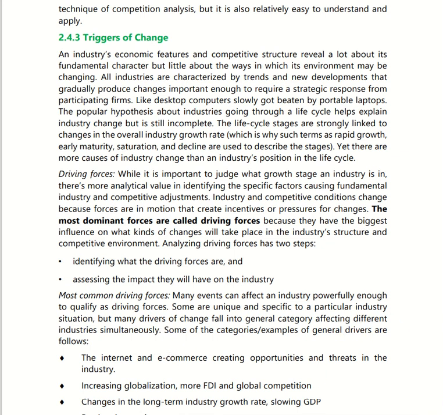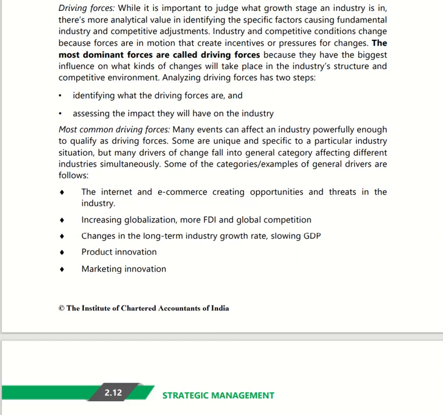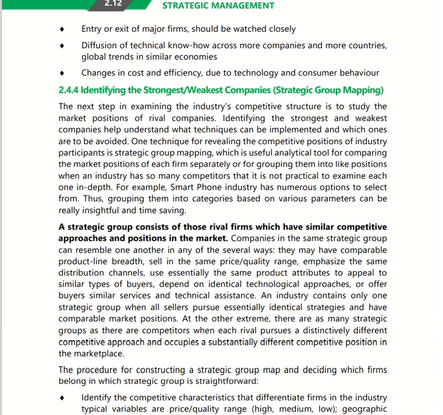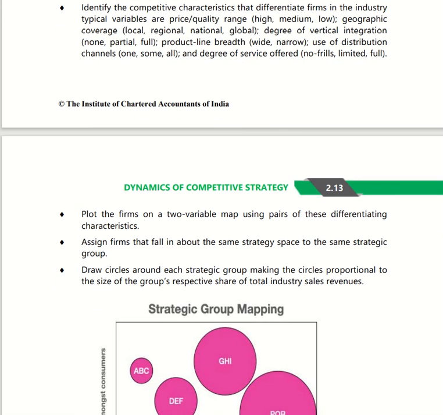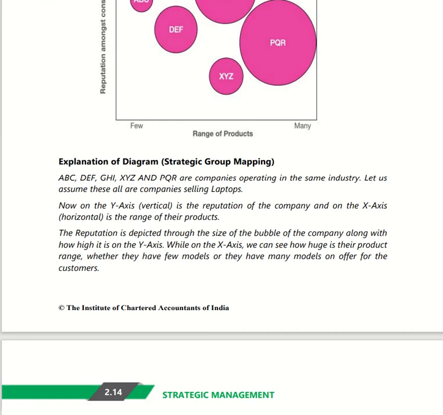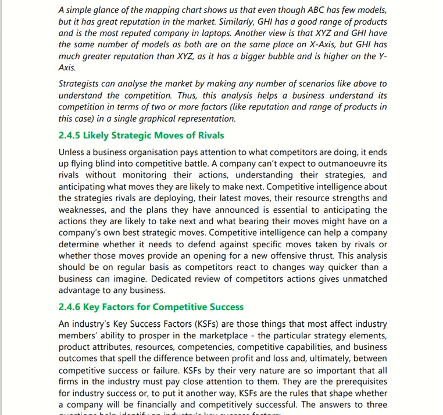Moving on from here, the other part is all self-explanatory, most common driving forces. Then we move on to identifying the strongest and weakest companies, strategic group mapping. I have already spoken at great length about this concept at the start of today's session. A strategic group consists of those rival firms which have similar competitive approaches and positions in the market. You may go through this. I am sure these will be self-explanatory to you if you've understood whatever I've explained then.